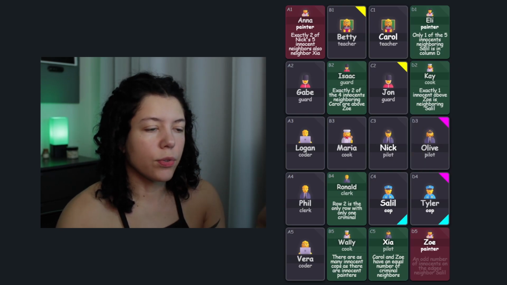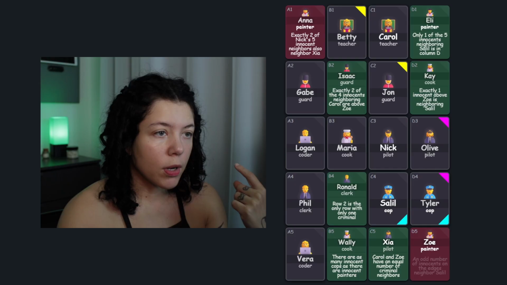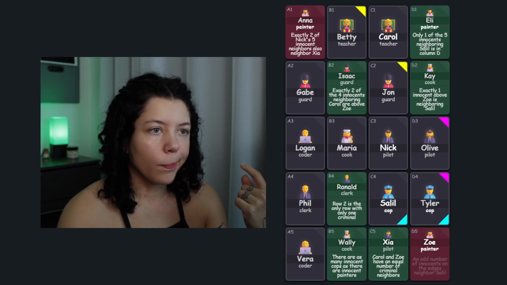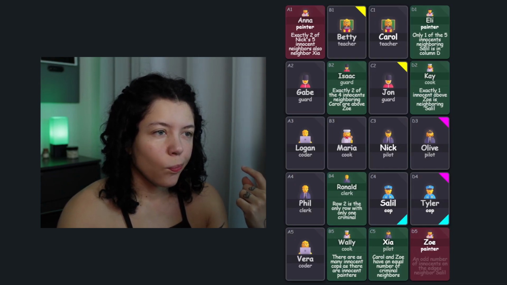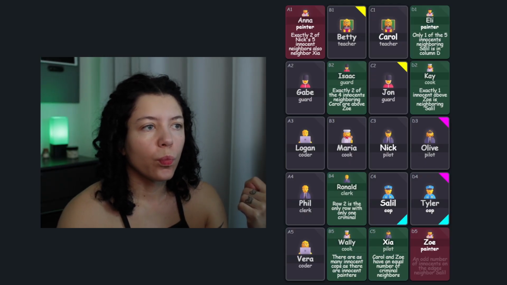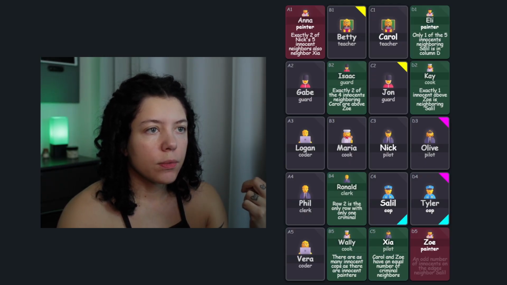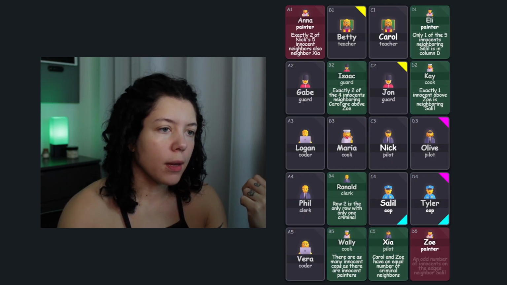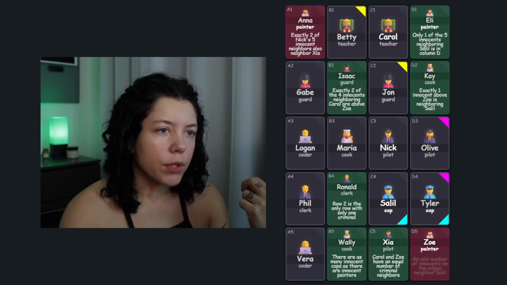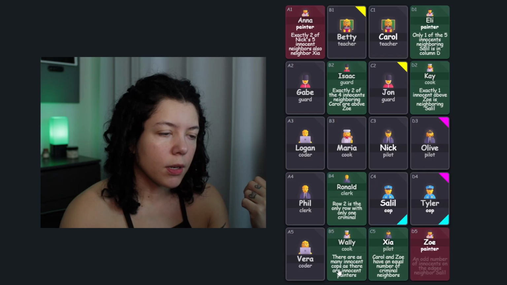Let's look at Ronald's clue. Row 2 is the only row with only 1 criminal. How does that help us? It could be John or it could be Gabe. So I'm going to have to do the tagging, right? I don't need Wally's clue anymore, I don't think. Or maybe I do, but I don't think I'm going to come back to it.